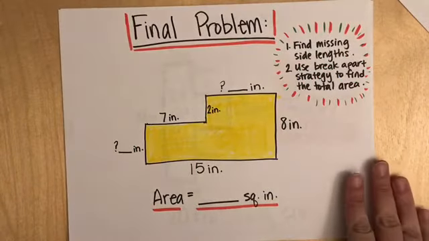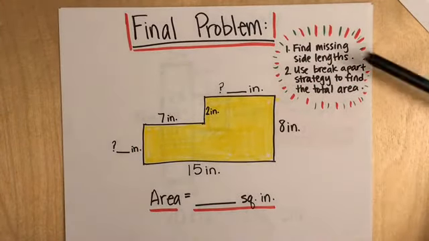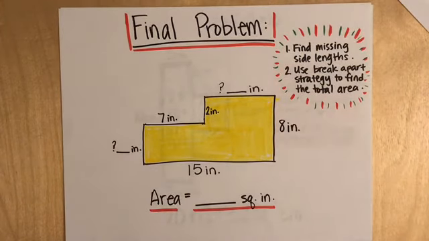On your paper, you're going to find the missing side lengths and then use the break apart strategy to find the total area of this composite figure.